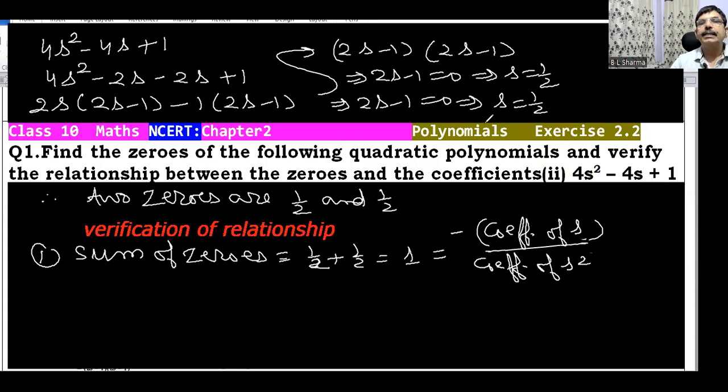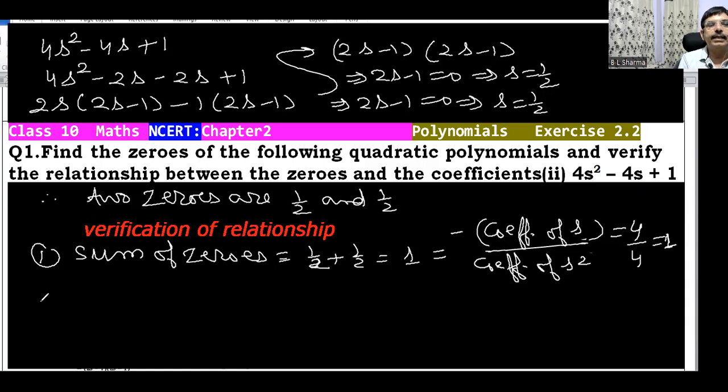See, negative as it is, and the coefficient of s is -4, negative into negative is +4, so you can write, and the coefficient of x square is also 4 and that is 1. So this relationship is verified because the sum of zeros is 1 and negative of coefficient of s upon coefficient of s square, that is also 1.